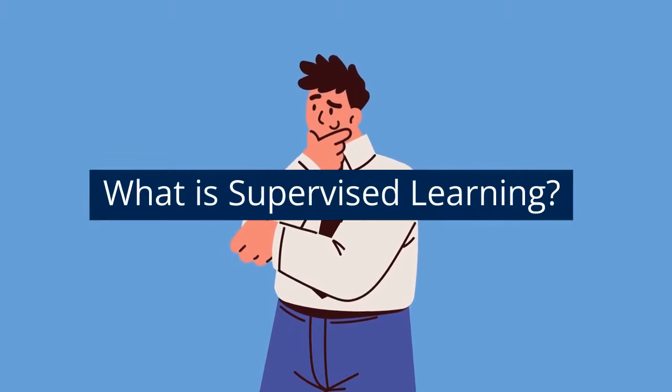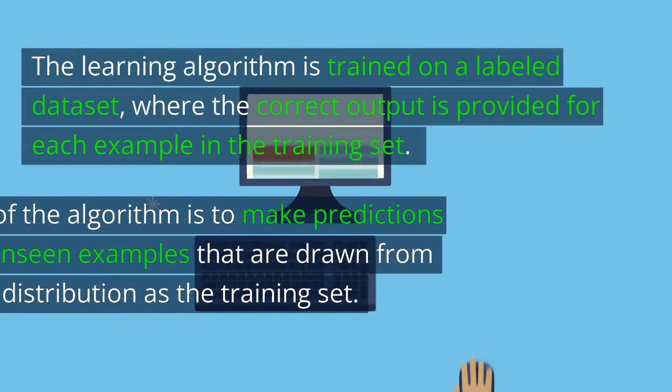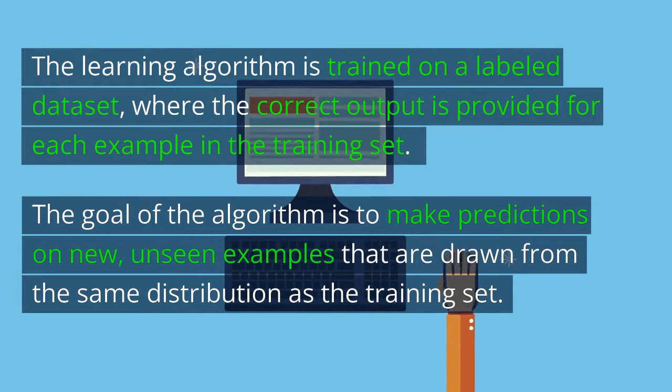Let's start with defining both supervised and unsupervised learning. Supervised learning is a type of machine learning where the algorithm is trained on a labeled dataset. That means the data has been labeled with the correct output. The algorithm then uses this labeled data to make predictions on new unseen data. This type of machine learning is used when we have a clear idea of what we want the algorithm to do, and we have a labeled dataset to train it on.